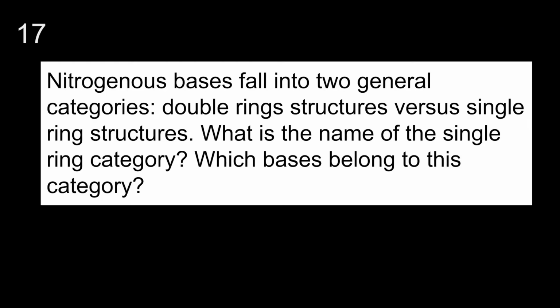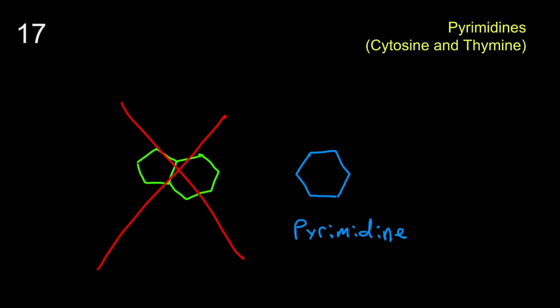Question 17. Nitrogenous bases fall into 2 general categories: double ring structures versus single ring structures. What is the name of the single ring category, and which bases belong to this category? The answer is pyrimidines, and cytosine and thymine belong to the pyrimidine category. So there are 2 types of nitrogenous bases. You have the ones with double rings, and you have the ones with a single ring. This question is about the one with a single ring.